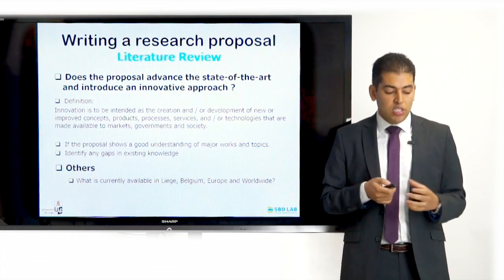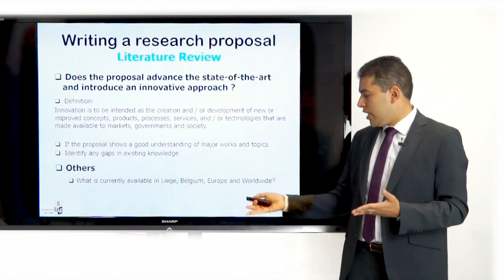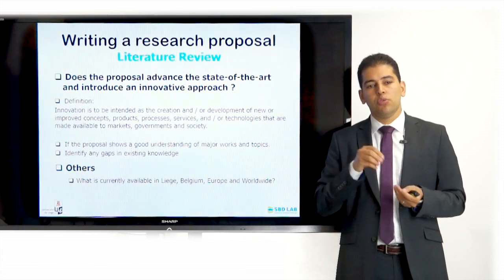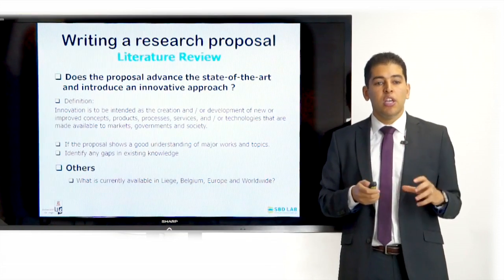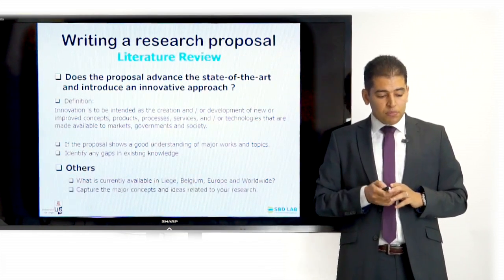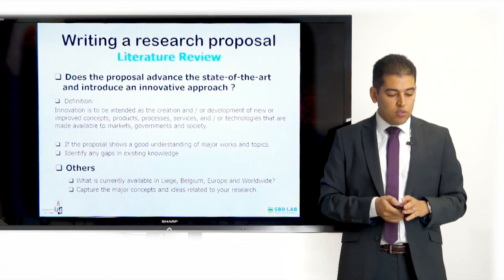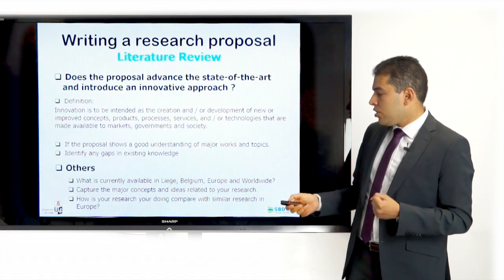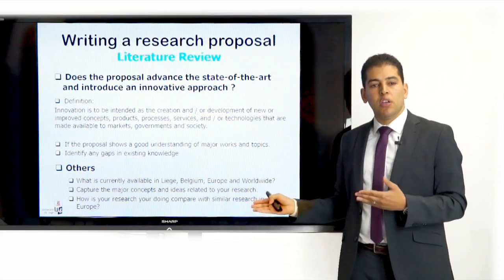And so on. So this is very important, and you should also say what is currently available in Liège, in Belgium, in Europe, and worldwide. So this is the aim of the literature review, to make sure what is done also in North America, what's done in Asia, to make sure that I am up to date related to this topic. Well, you should also capture the major concepts and ideas related to research. And finally, you should ask yourself, how does the research you are doing compare with similar research in other contexts.